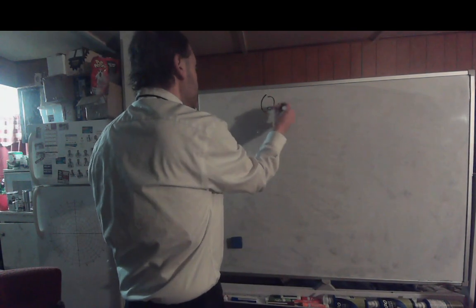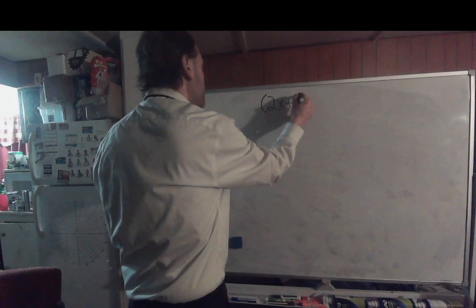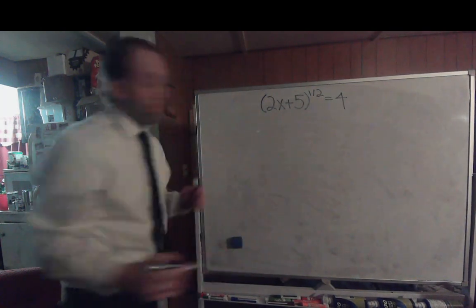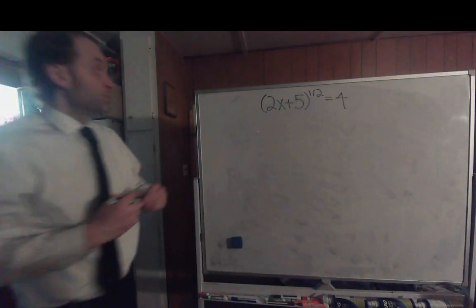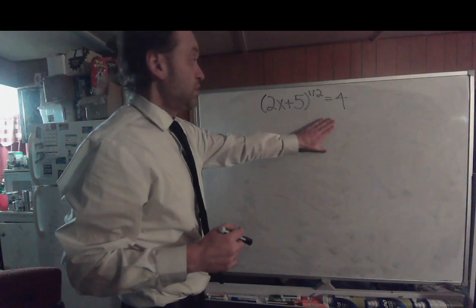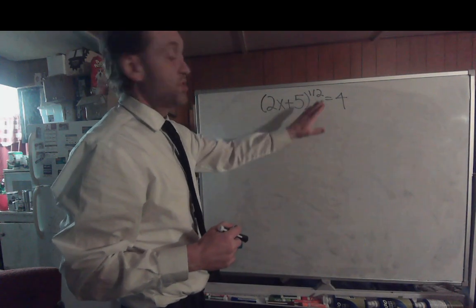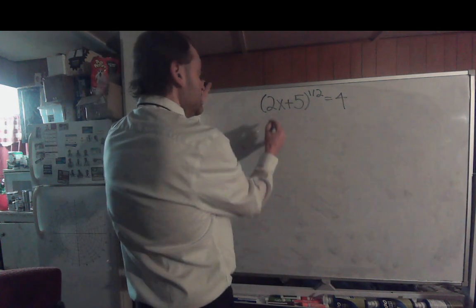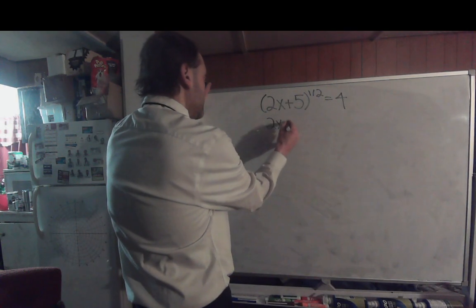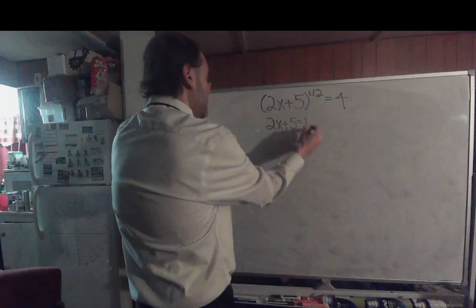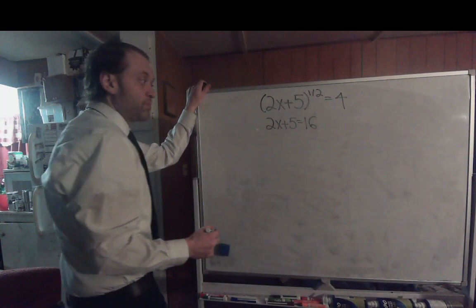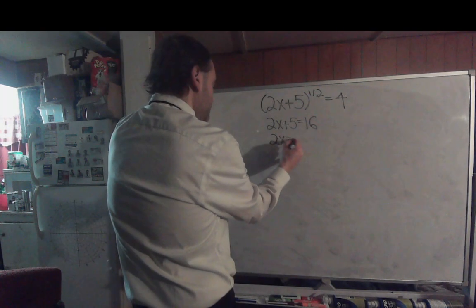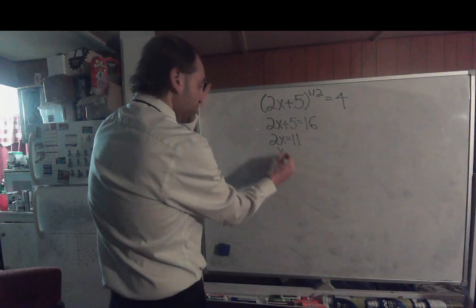We have the quantity 2x plus 5 raised to the 1/2 power equals 4. Well, this is raised to the 1/2 power, so we have to raise both sides to the second power. That would give you 2x plus 5 is actually equal to 16, which would then give you 2x equals 11, which would give you x equals 11 halves.